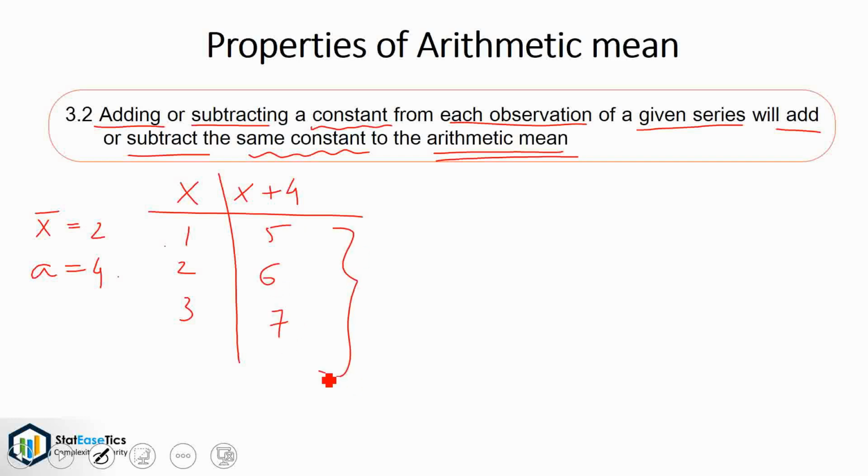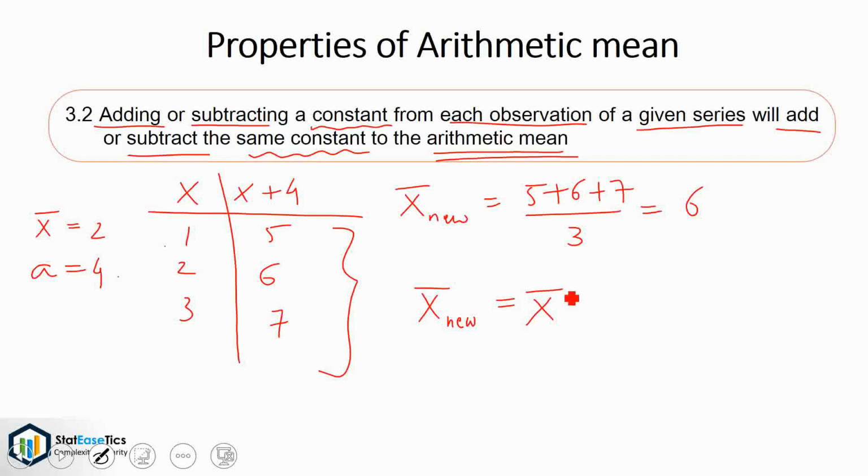Now taking the mean of the new data set, it will be 5 plus 6 plus 7 divided by 3, which is equal to 6. So according to the property, the new mean is equal to the original mean plus the constant added, which is equal to 2 plus 4, that is 6. Hence we can see from the property.